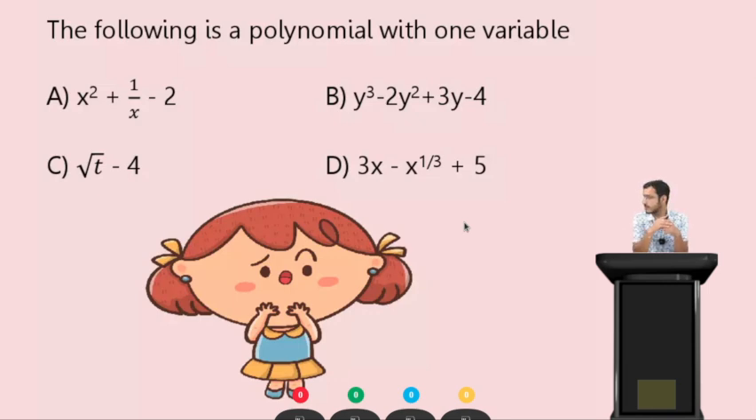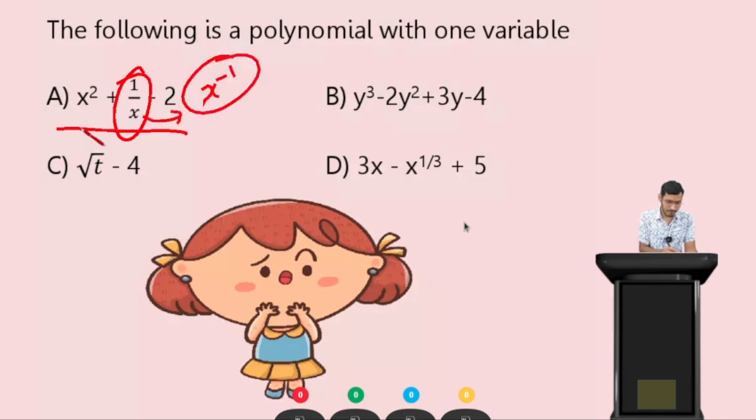Okay students, time's up. The right answer is option B. Now let's look at option 1, x square plus 1 by x minus 2. Is it a polynomial or not? Yes, it's not a polynomial. Here we can write 1 by x as x to the power minus 1, so that means it's not a polynomial.